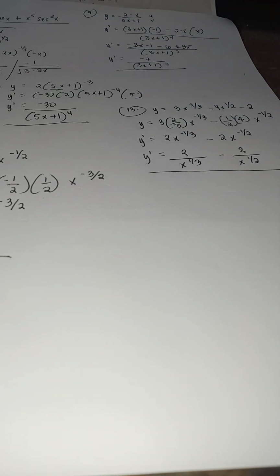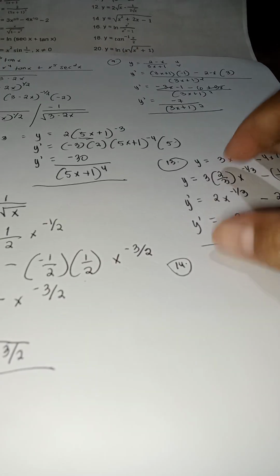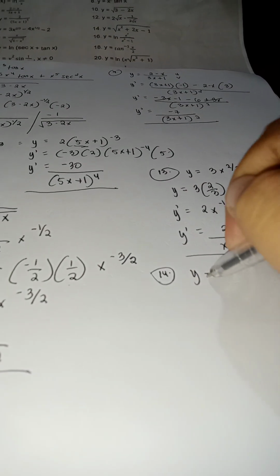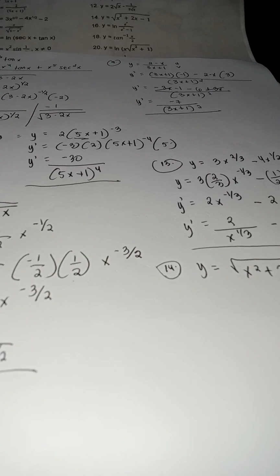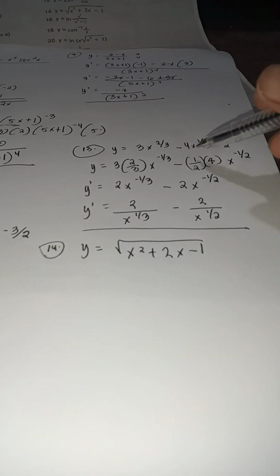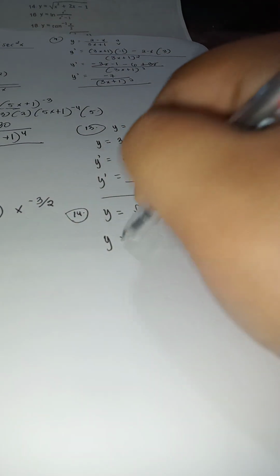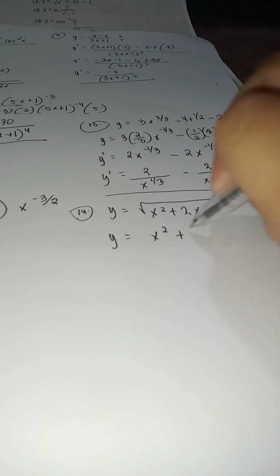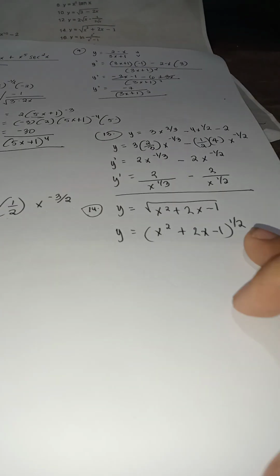So let's proceed with number 14. Number 14, the problem is y is equal to the square root of x squared plus 2x minus 1. Okay, our number 13, by the way, guys. So we are going to rewrite it first. So (x squared plus 2x minus 1) to the 1 half. And next, let's apply its chain rule.